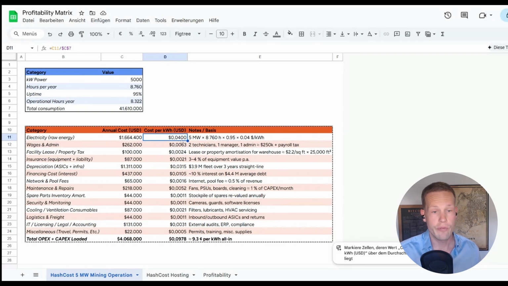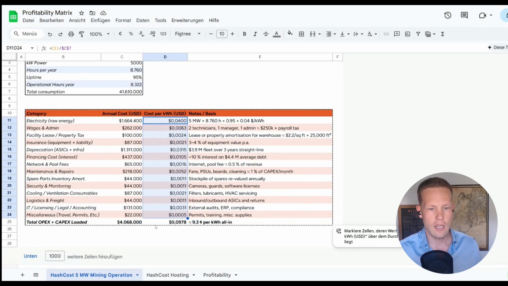So about 4 cents per kilowatt hour for energy. Wages and admin is about 0.0063 cents, right? It's really small numbers, but obviously they add up. Filters, you can see all the metrics here. I don't have to explain them all to you. If you want, you can pause the video and have a look at them.